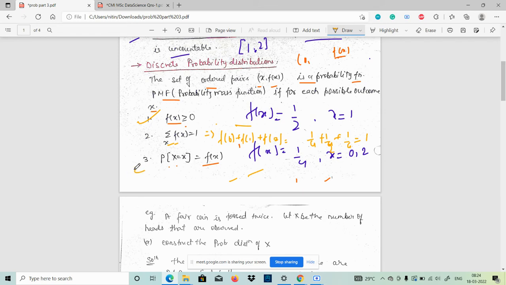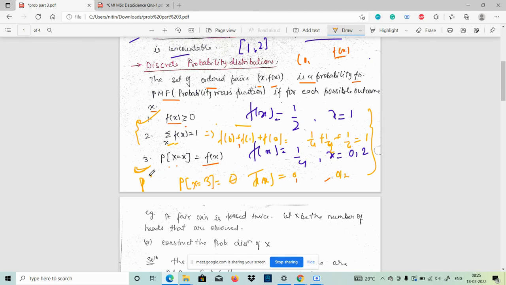And this third criterion is used to find any specific probability. So let's say in this particular case, this is a probability mass function. Then what is the probability that x is equal to 3? We write here that otherwise this is 0. So obviously x is equal to 3 is not in this domain. It only has 0, 1 and 2, and otherwise the value of x is 0, so this probability will be 0.